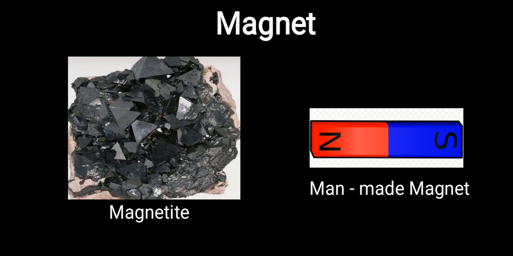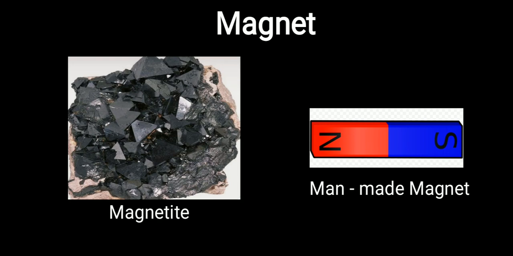Now, magnets. In general, substances that can attract iron are called magnets. And there are two types of magnets: natural and man-made magnets. You know, natural magnets are found in nature, for example, magnetite. And it is believed to have been discovered by a Greek shepherd named Magnes. And man-made magnets are made by men, generally from iron, nickel, or cobalt.